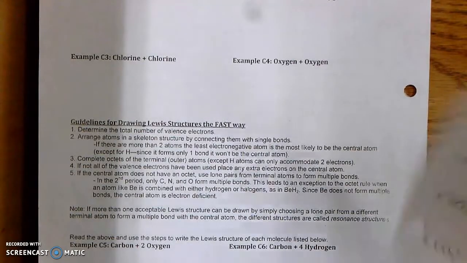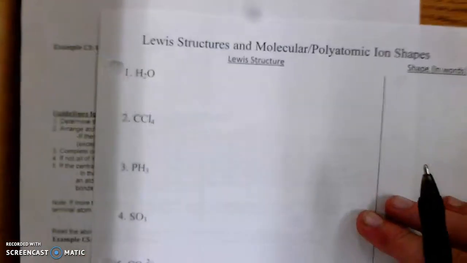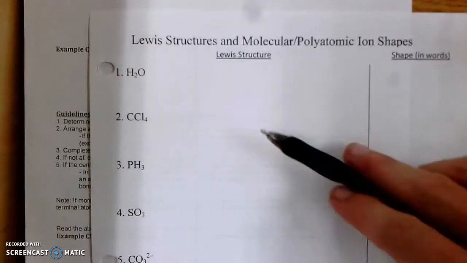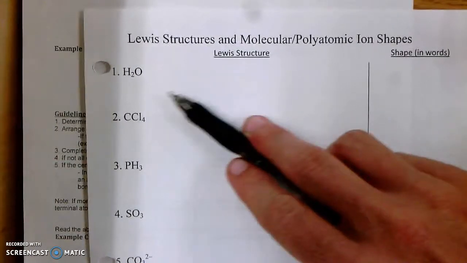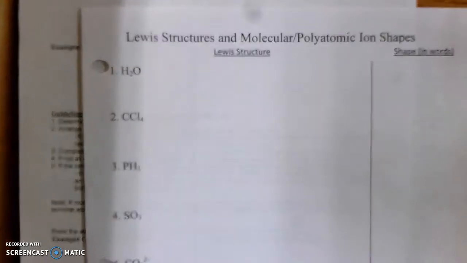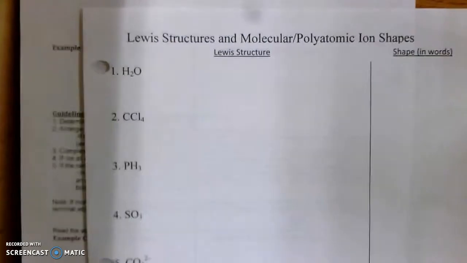So start working on these. We did water together. We're not going to worry about shapes. Okay? Don't worry about that. We'll fill that in later when we learn how to do shapes. We're just going to do Lewis structure. So start by counting the valence electrons. Put together a skeleton structure with single bonds. Make the outside guys happy. Count up the valence electrons. Put any extras on the middle guy. And then make the middle guy happy if it's not already happy with double or triple bonds.